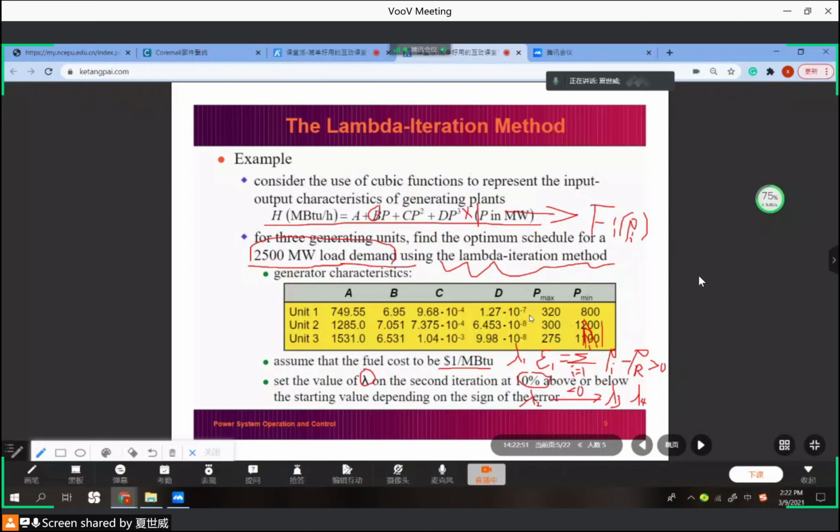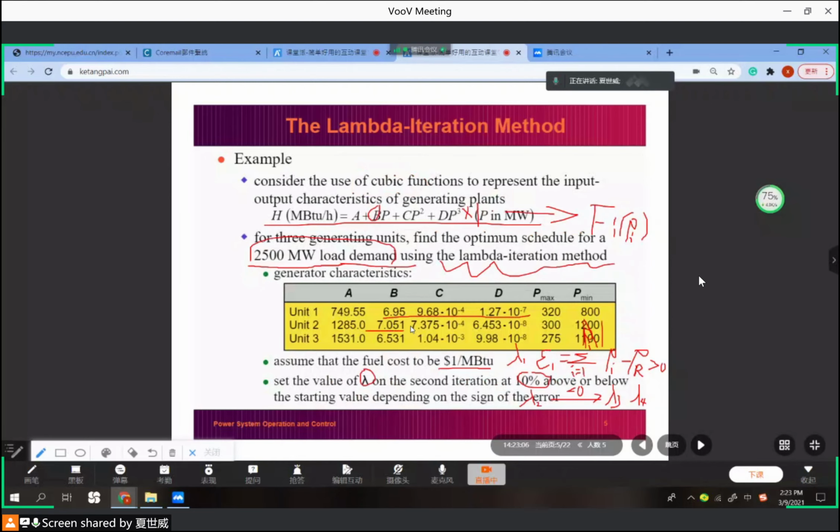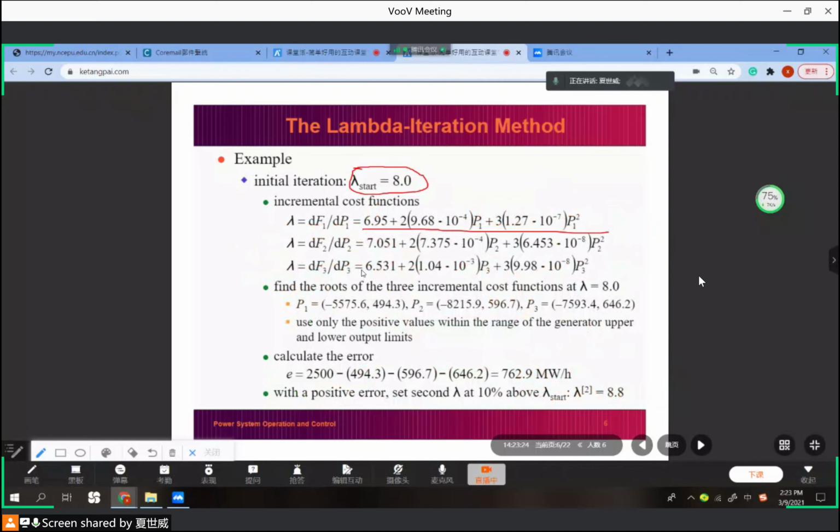Because this is the derivative, B, C, D are the coefficients. So similarly, for derivative 2, you can calculate the first order derivative: B plus 2 multiply this multiply P2 plus 3 multiply this multiply P2 squared. Okay, similarly for derivative 3. So that means lambda equals 8.